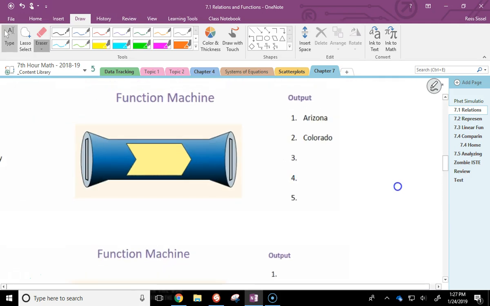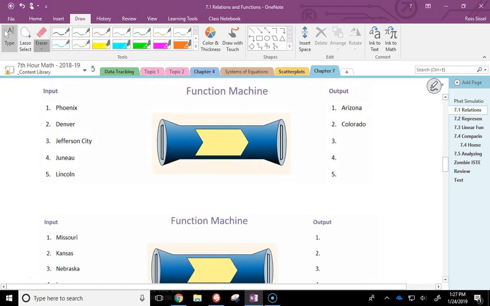Let's see if you can get this one. This one's a little tricky. My inputs are Phoenix, Denver, Jeff City, Juneau, Lincoln. Do you know what those are? Capitals. When Phoenix goes into this function machine, it comes out Arizona, because Phoenix is the capital of Arizona. If I put Phoenix in the machine, can any other state come out? No, because Phoenix is only the capital of Arizona. When I put Denver in, it came out Colorado. Jeff City, Missouri.